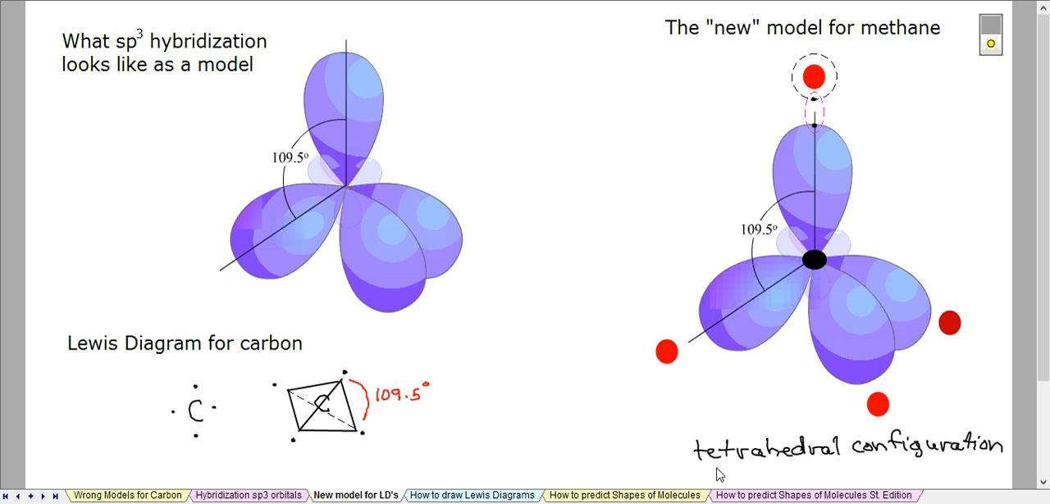But what you need to get stuck in your head is that if you have 4 charge centers, you're going to have hybridization taking place. Alright?